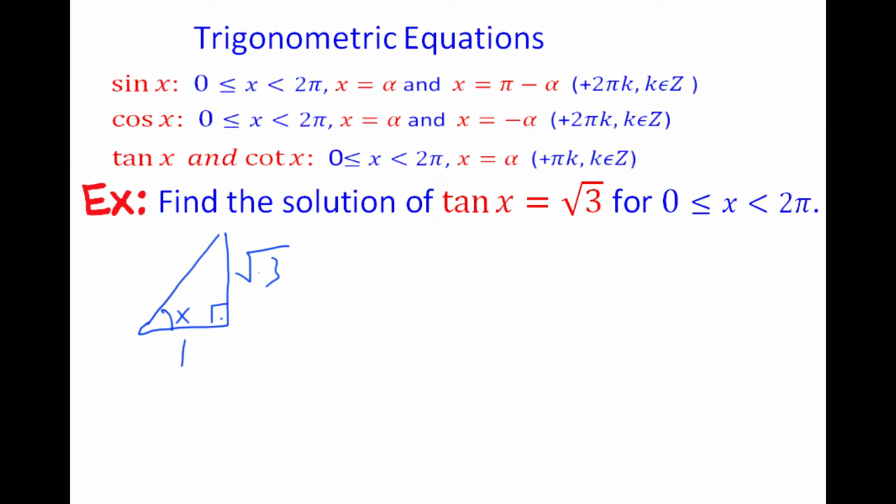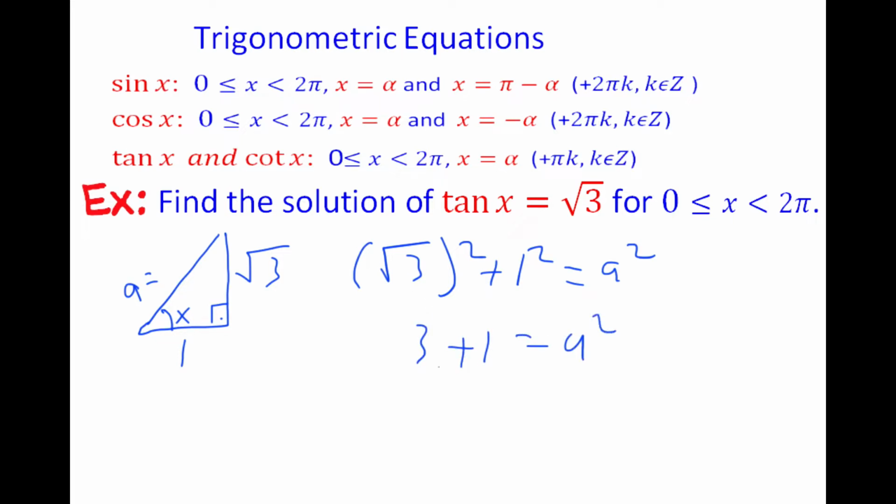And if you apply the Pythagorean theorem here, then we're going to have square root of 3 squared plus 1 squared is going to be the hypotenuse squared. Let's say this is a, okay, a squared. The square of root 3 is going to be 3. So 3 plus 1 is going to be a squared. And 4 is going to be a squared. If you take the square root of both sides, then a is going to be 2, right?